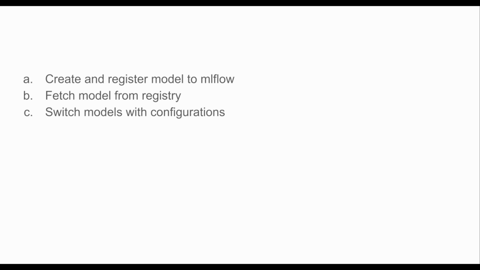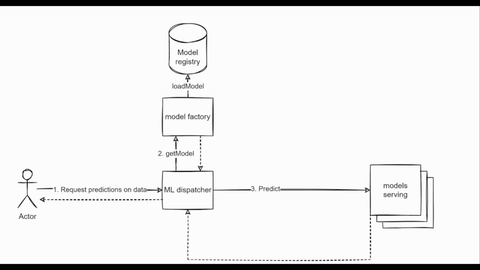So step A will be create and register a model to MLflow, and step B will be fetch that model from the registry. And once we are done with this, in the next video I will explain how we can switch models using configurations and realize this architecture that I will also explain in the next video. So let's get started with parts A and B.